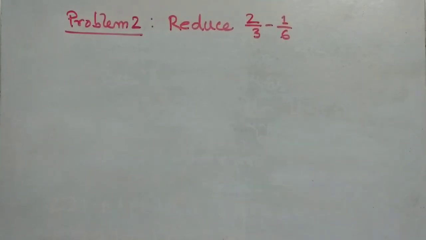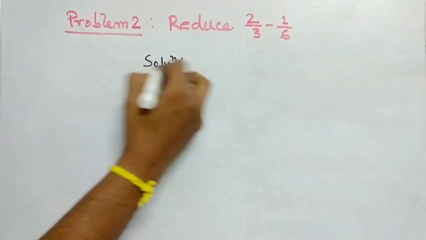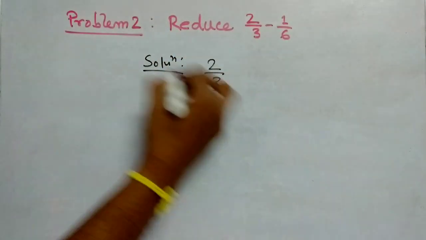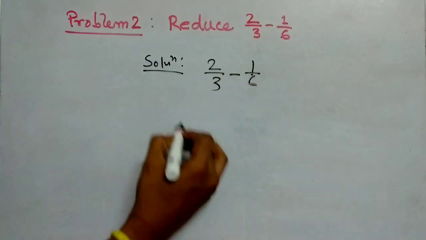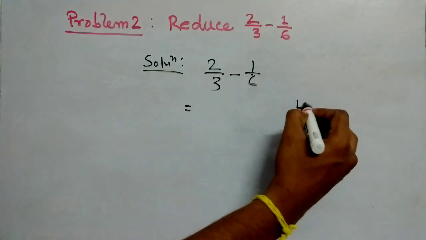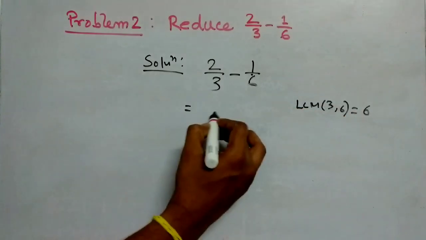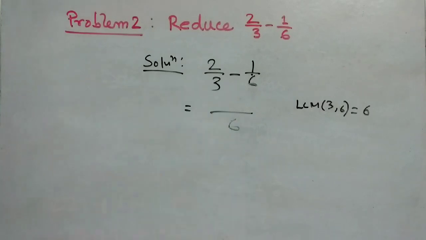This problem says reduce 2 by 3 minus 1 by 6. That is, we have to subtract. Okay. So 2 by 3 minus 1 by 6. So what is the LCM of 3 and 6? The LCM of 3 and 6 equals to 6. So let us write 6.